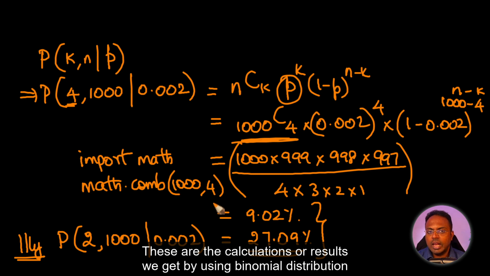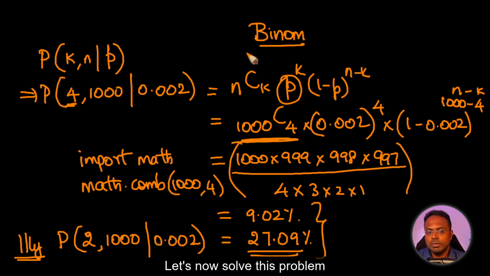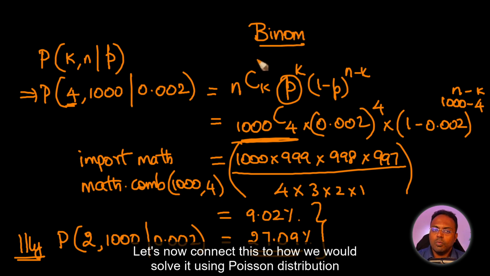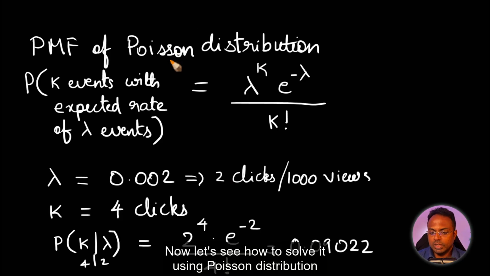Remember these two values. These are the calculations or results we get by using binomial distribution. Let's now connect this to how we would solve it using Poisson distribution. Now let's see how to solve it using Poisson distribution.